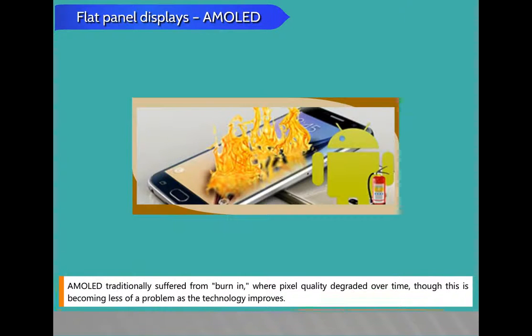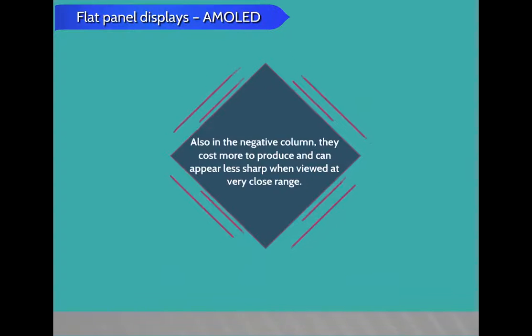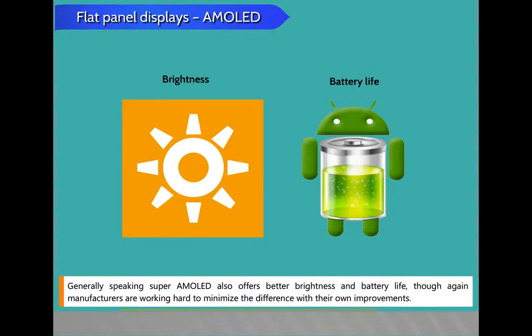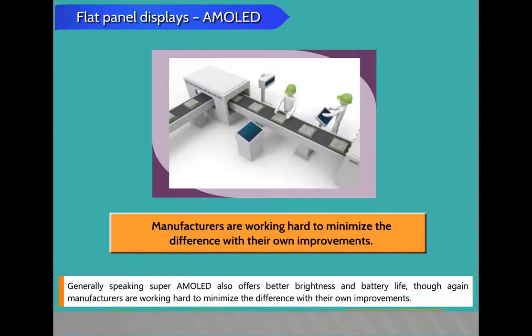AMOLED traditionally suffered from burn-in, where pixel quality degraded over time, though this is becoming less of a problem as the technology improves. Also, in the negative column, they cost more to produce and can appear less sharp when viewed at very close range. Generally speaking, Super AMOLED also offers better brightness and battery life, though again manufacturers are working hard to minimize the difference with their own improvements.